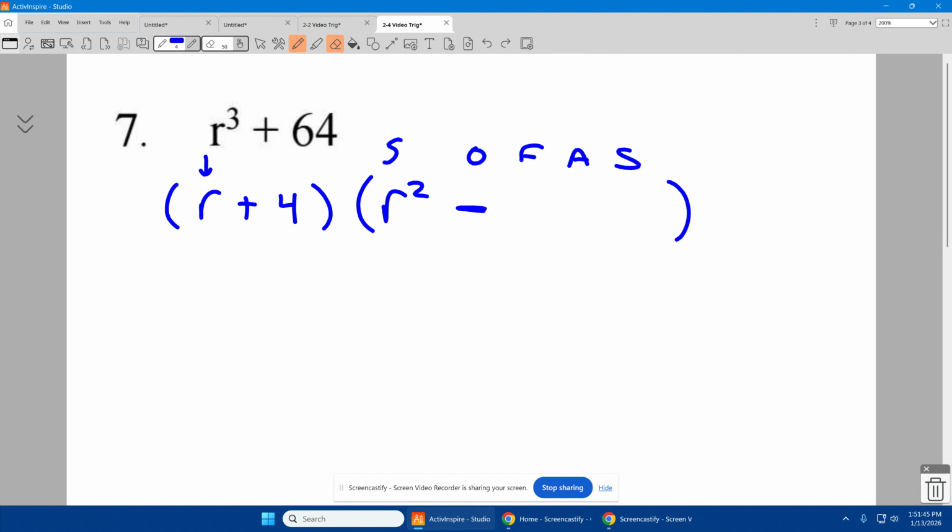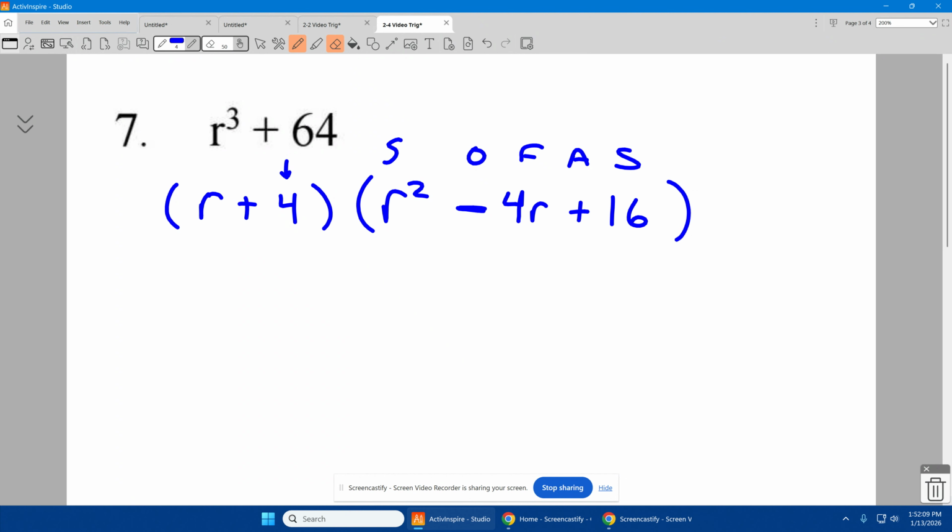F stands for fuse these two pieces together. In other words, just multiply them together. 4 times r. The A stands for always add. This will always be an addition. And the final S is like the first S, but this time we're going to square that final piece there. 4 times 4, 16.